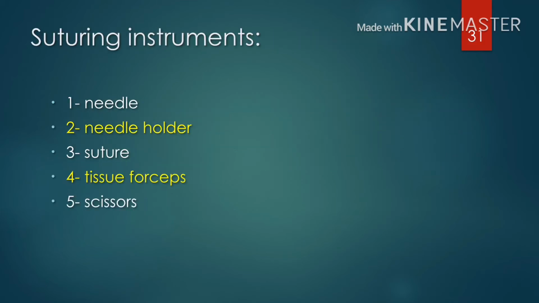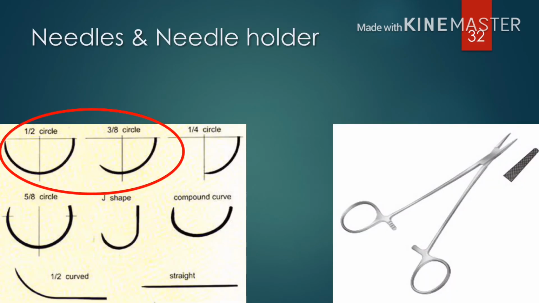The suturing instruments, we have 5 main suturing instruments. The first two are the needles and needle holder. There are many types of needles, but we will specify the most commonly used in dentistry, which are the half circle and 3/8 circle. The needle holder has a small blade with crisscross serrations and sometimes a groove in the middle. We should differentiate between the needle holder and the artery forceps, which has longer blades and parallel serrations.